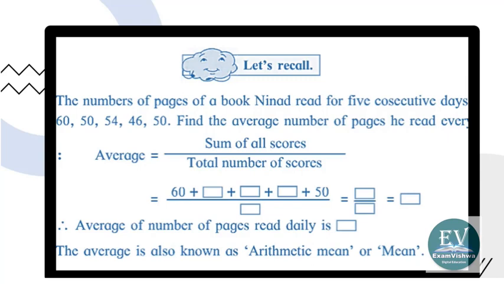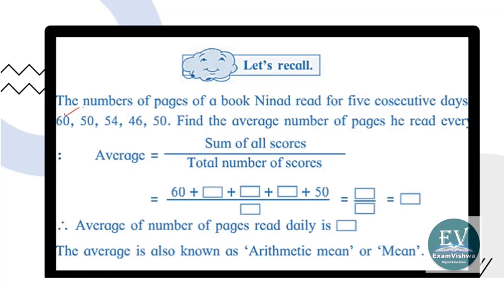Suppose that you got different marks in mathematics in 5 different exams. Suppose that these are the marks: 60 marks out of 100, 50 marks out of 100. I know that you are not that bad. But for example, 54 out of 100, 46 out of 100, 50 out of 100.